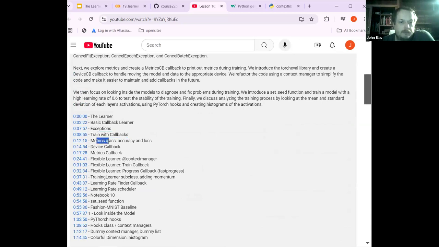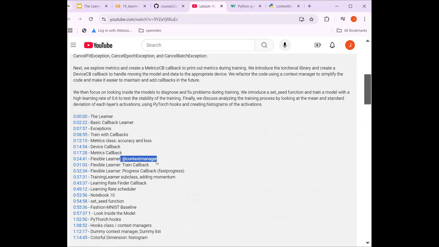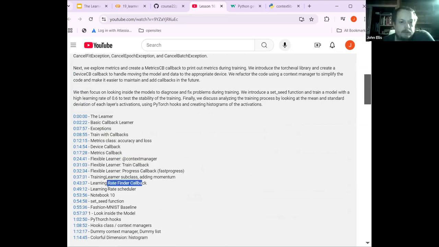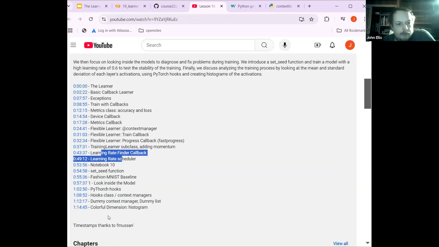metrics. Basically, everything that we had talked about is put into these general frameworks. This is where the callback to context manager, learning rate finder, and the scheduler are. Those are trying to optimize those learning rates. Good to know how that influences the overall training. And then we start going to PyTorch.